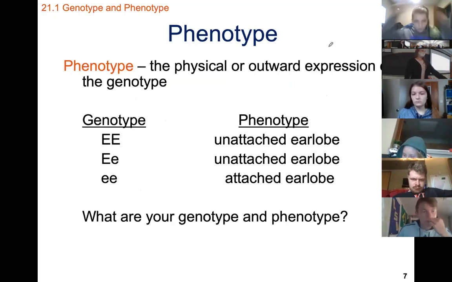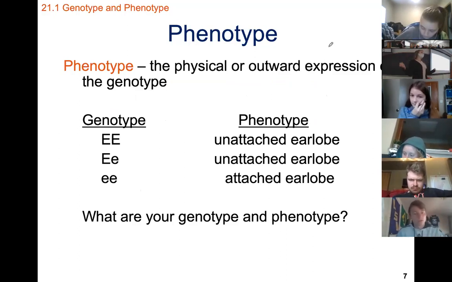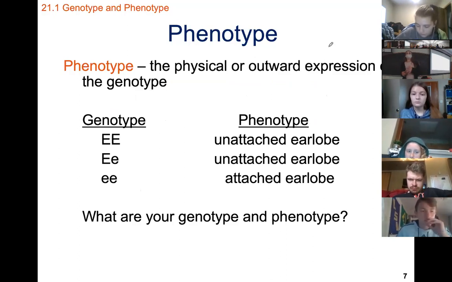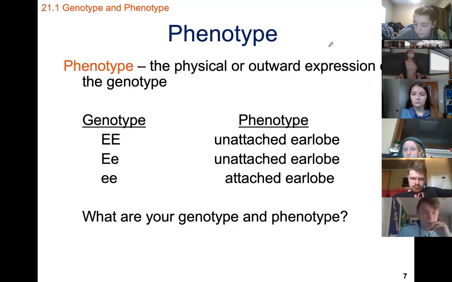Now, the opposite word to genotype is phenotype, and the way that I remember the word phenotype is it starts with a PH like the word physical. So this is the physical traits. Remember, gene code and physical traits. So the genotype is like it shows on the left-hand side there. Those are the letters, those are the alleles. These are the code that tells us what the phenotype is. So whether or not you have an attached or unattached earlobe is the phenotype, and the code for that is the genotype. Like it says, the physical or outward expression of the genotype.